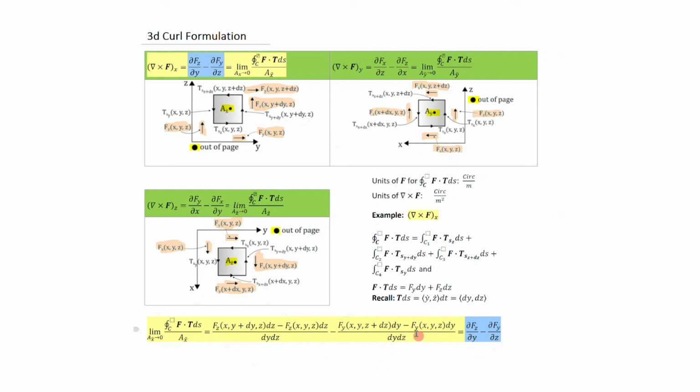Again, for the details of the case of the x component of the curl, I've shown here that this is just the sum of the contributions of the four sides. This is what we mean by the closed loop integral. Again, by definition, F dot ds is Fy dy plus Fz dz. And recall this would be the expression for ds. This would be in the parameterized case, and this would be in the explicit case.